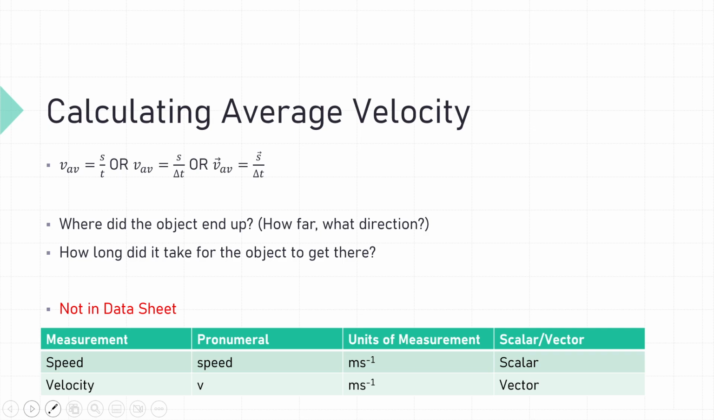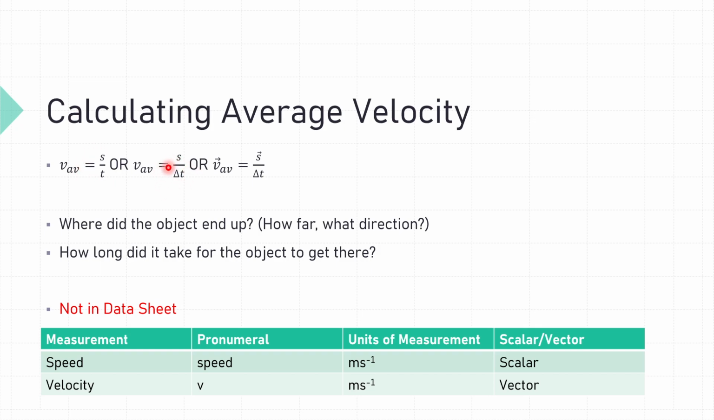Now, when we're calculating average velocity, there are a few ways that we could represent the equation to do so. Generally speaking, we display average velocity as VAV. You'll see that the AV is written in what we call subscript. It's a script that's sitting a little bit lower than the normal writing. That can be determined by doing S over T, which is our displacement divided by time.